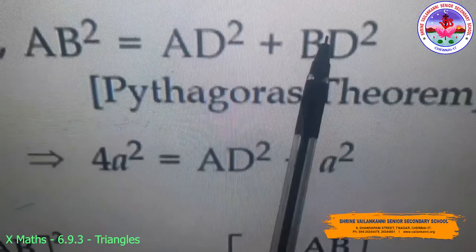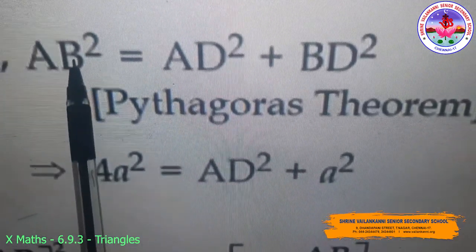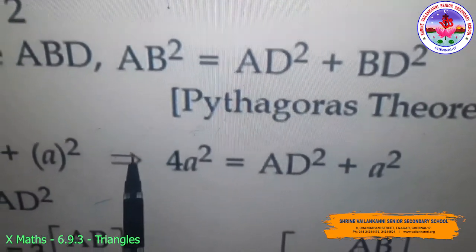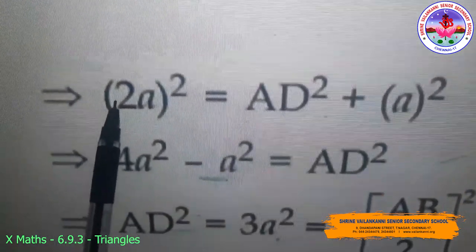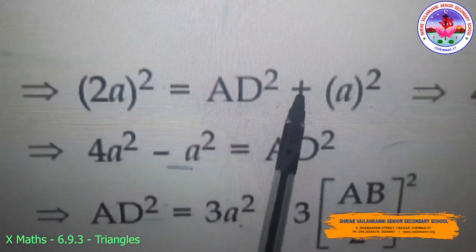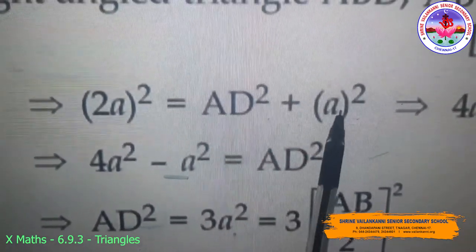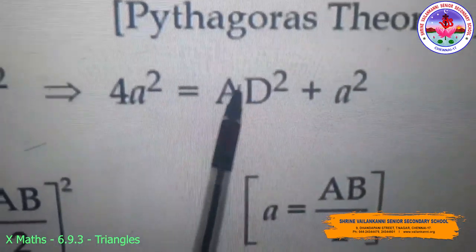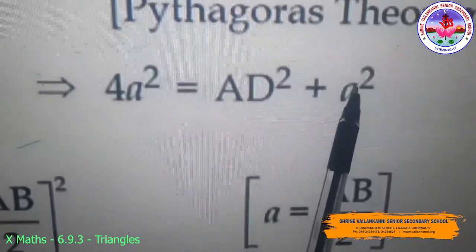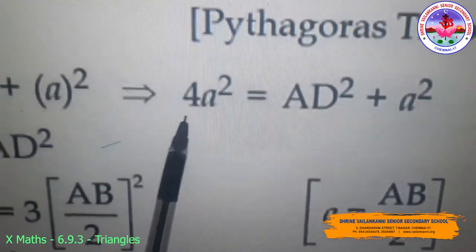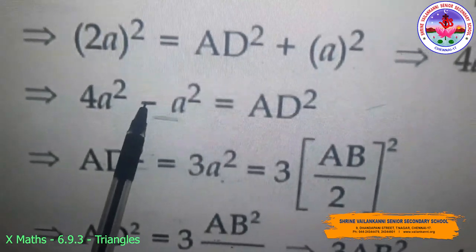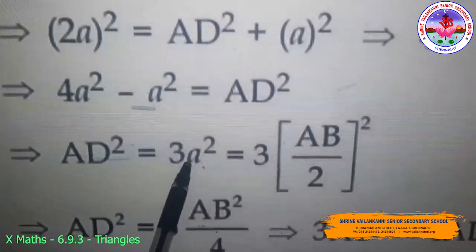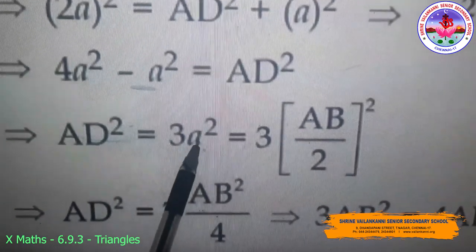Now I am going to substitute the BD value as a, and AB is the side of the equilateral triangle, which is equal to 2a. So I am going to substitute the value of AB square as 2a square, which is equal to AD square plus BD as a. So BD square is a square. So expanding here, I will get 4a square which is equal to AD square plus a square. Bringing this a square here, I will be getting 4a square minus a square is equal to AD square, which is equal to 3a square. So I got AD square is equal to 3a square.